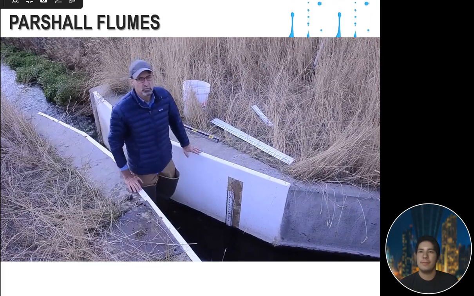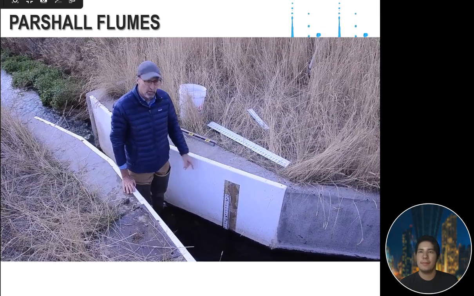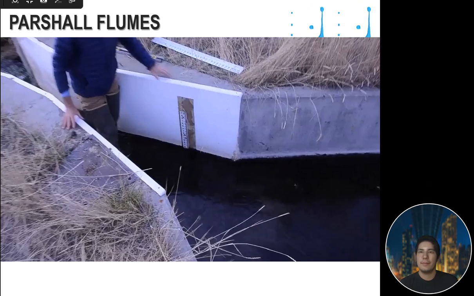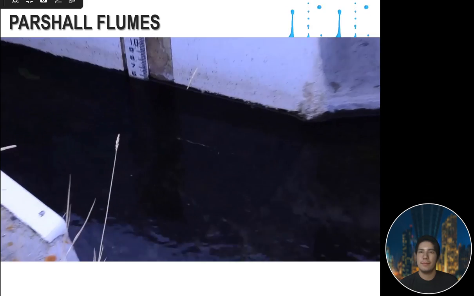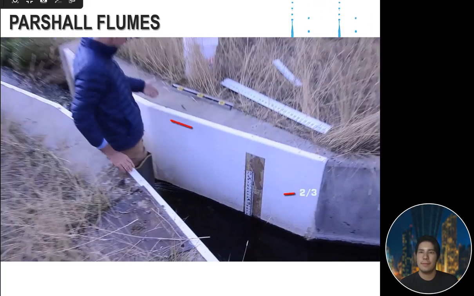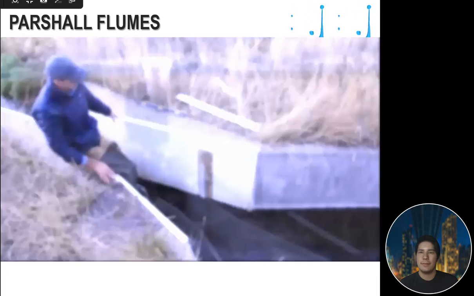A couple things about the staff gauge with partial flumes to ensure you're getting an accurate measurement are, first of all, that the staff gauge is actually on the bottom of the flume itself, and then it is placed a distance of 2/3 up from the crest of the weir to the beginning of the flume.